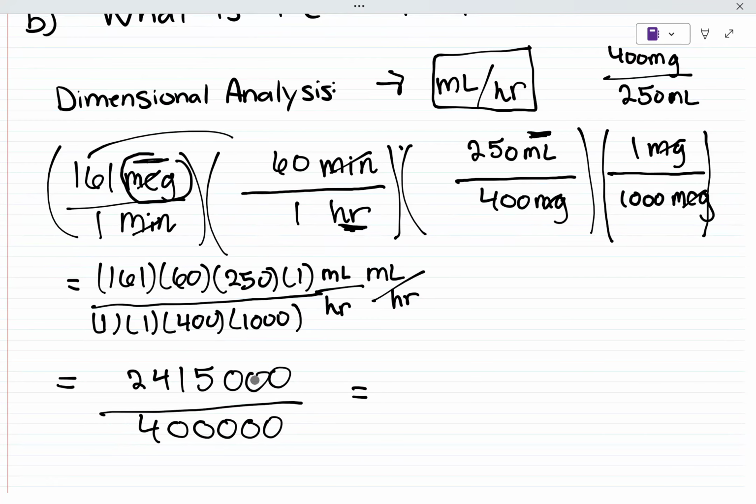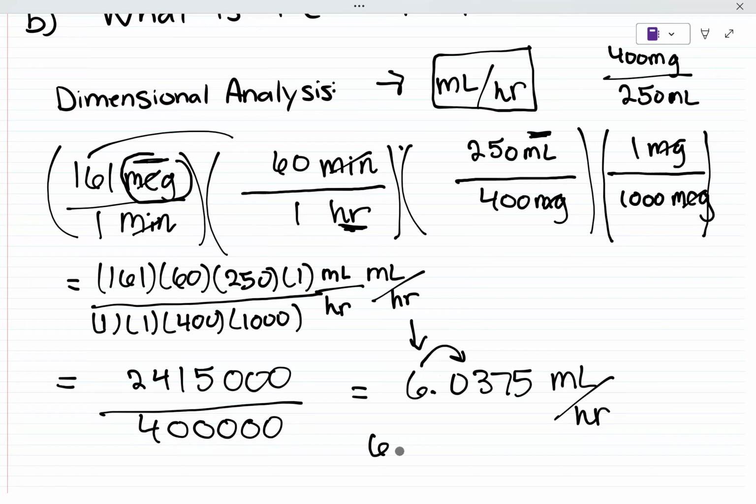And then when you put it all together, it's going to be 6.0375 milliliters per hour. Or you can make it horizontal, it's up to you. But the direction said round to the nearest whole number. Six is a whole number. If you look at the neighbor, it's not five and beyond, so it's just going to be 6 milliliters per hour.